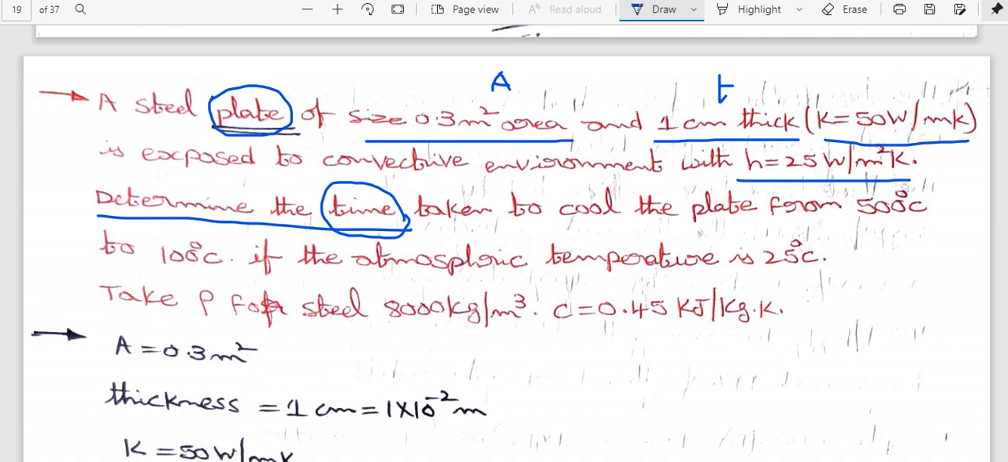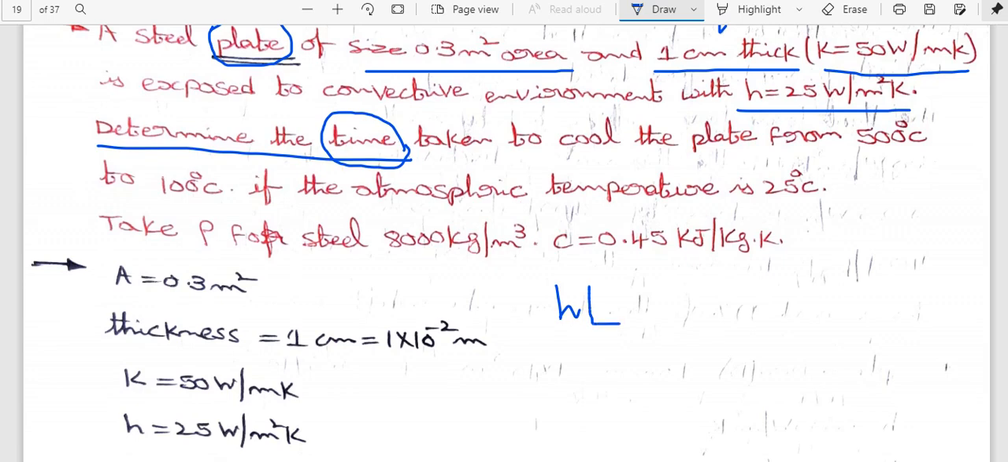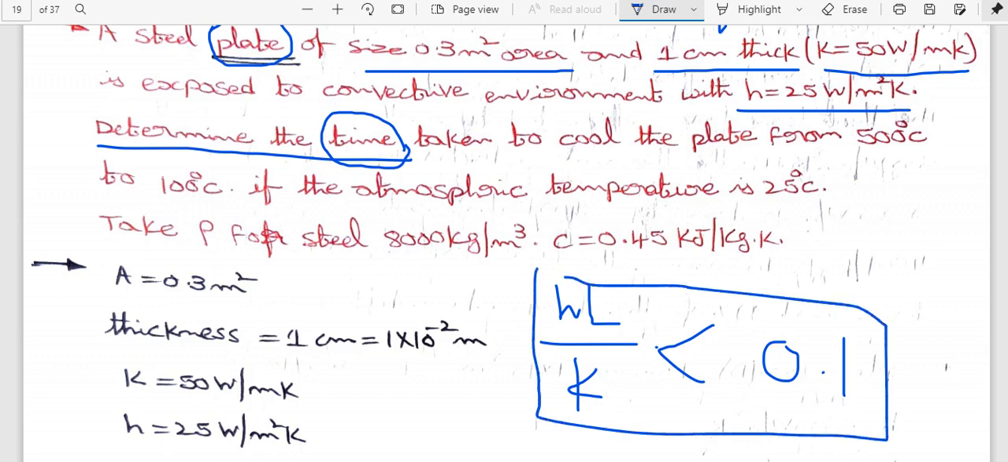So how can you calculate this? This is a lumped system or semi-infinite or infinite. Now we can check whether hL/k is less than 0.1. In case this condition is satisfied, we have to check the lumped parametric equation.